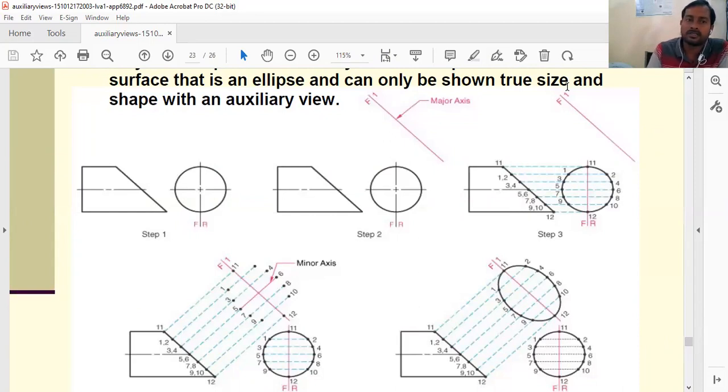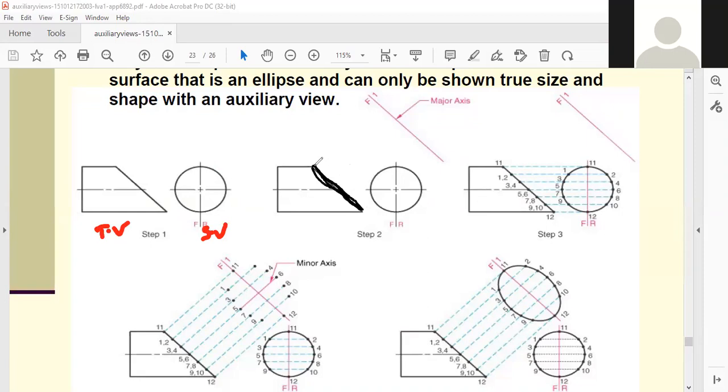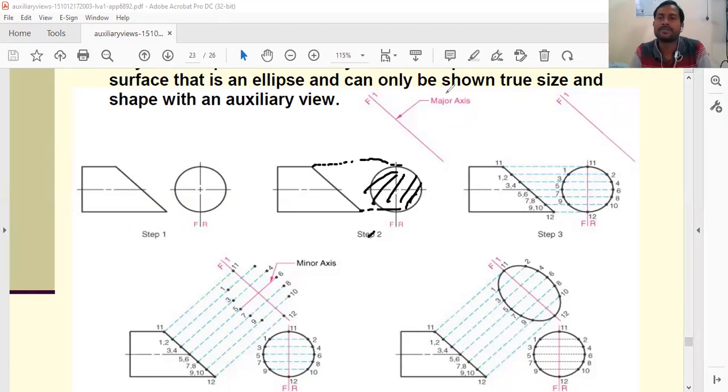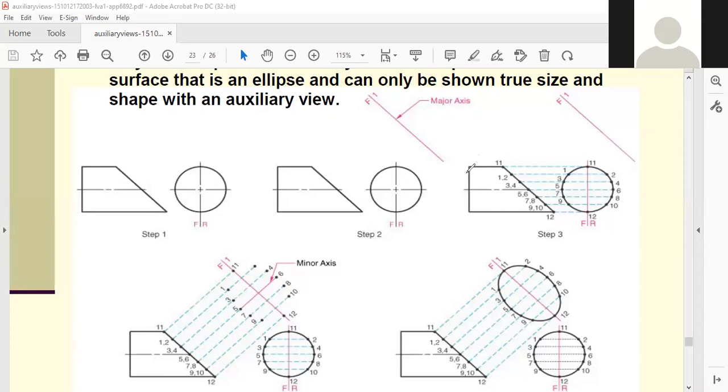So look at this. This is a front view and this is a side view. This is the inclined portion, isn't it? For this inclined portion, you need to extend it. Before that, look at this area where the auxiliary view is available: the total circle. This total circle will be the auxiliary view. Okay?